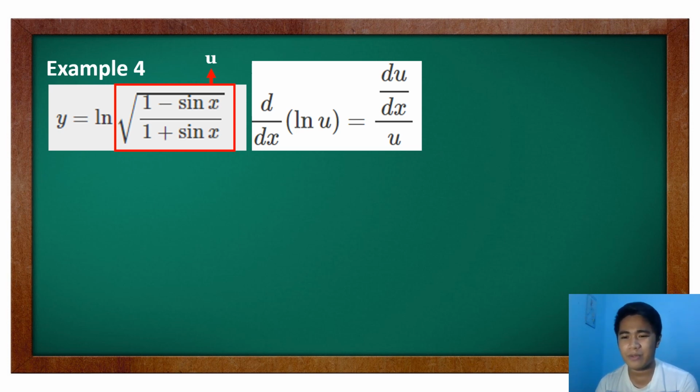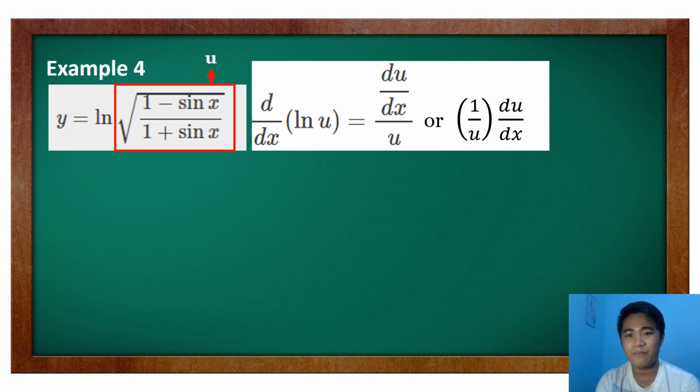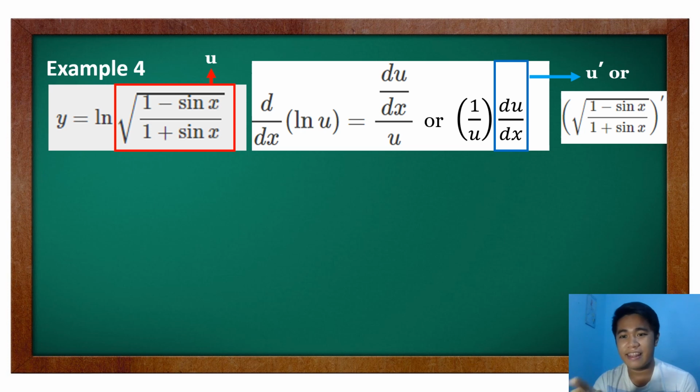But other people are actually confused about how it is formed, so I would just make it this way: 1 over u multiplied by du over dx. That is just the same, I just make it clearer for you. That du over dx can also be written as u prime, or the square root of (1 minus sine x over 1 plus sine x) prime. That is the differentiation of that equation.